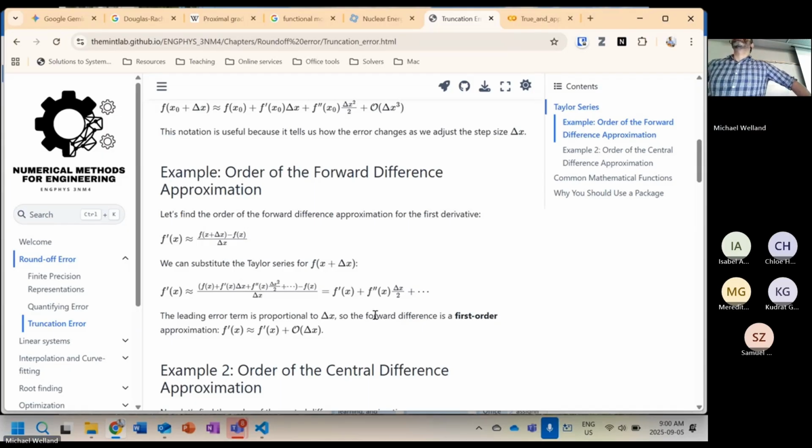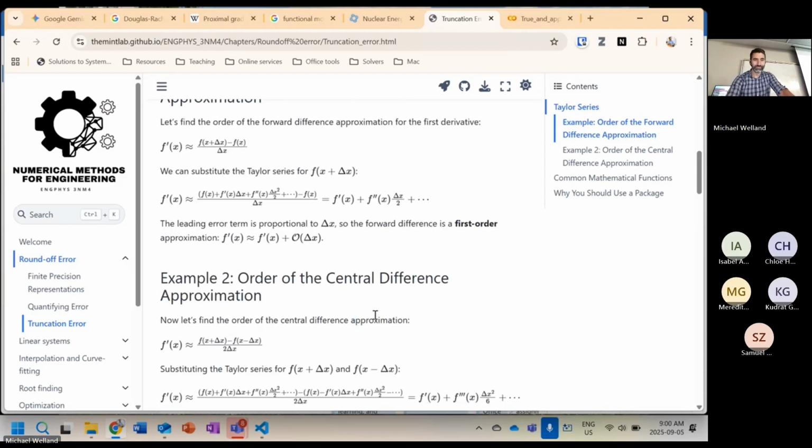Exactly that. The order is telling you how much your answer improves when you tune that parameter. But, sorry, no, it's not telling you how much it improves, it's telling you the factor by which it improves. So let's move on to central difference, and then it'll become a lot more clear.